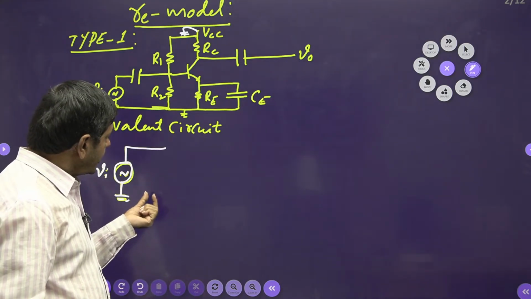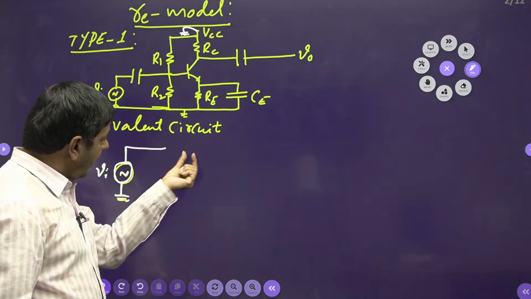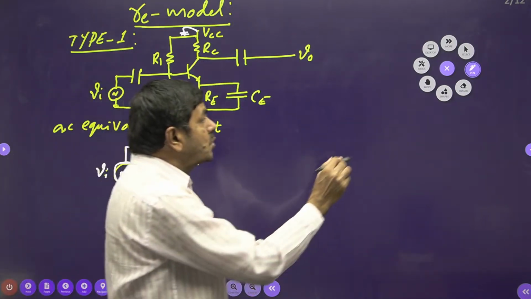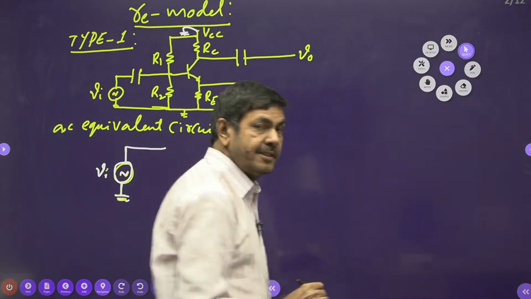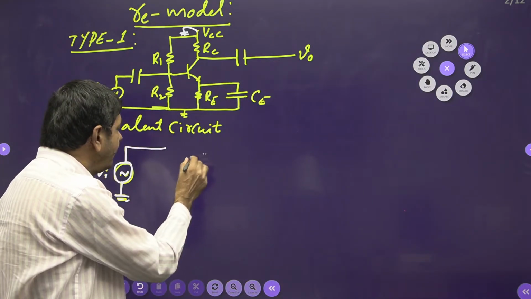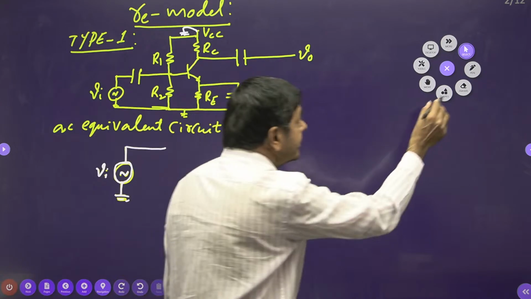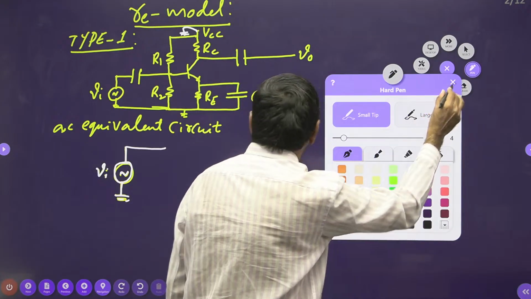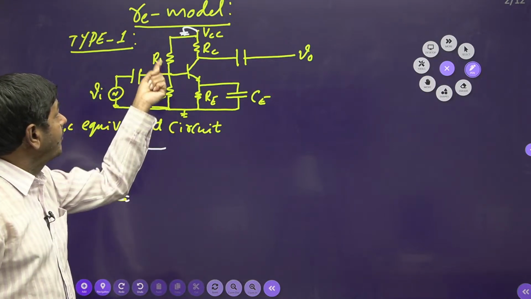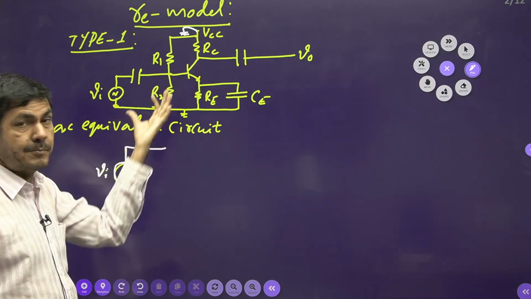If R1 is connected to the ground and R2 is connected to the ground, it means those two are connected in parallel or series. You tell me how they will be connected. They will be connected in parallel. These R1 and R2 will be in parallel: R1 to the ground, R2 to the ground, both are in parallel.